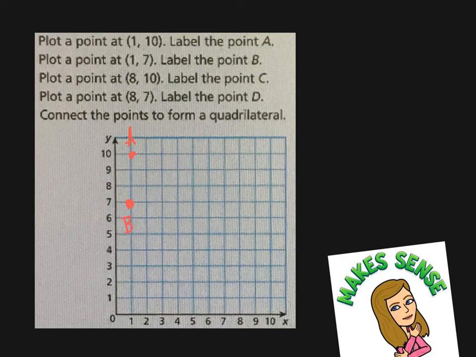There we go. And then C is at 8, 10. So go in 8 up to 10. Okay. Right there. That's C. And then point D, 8, 7. So over 8 and up 7. Okay. So when I look at this, I can already kind of tell what quadrilateral it's going to form once I connect my dots. We formed a rectangle. Yay!